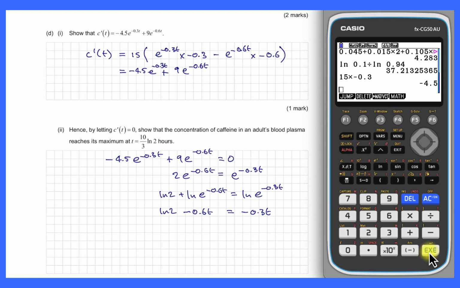I've just got to bring those t terms together, so I'm going to bring one to the other side and do a quick switch around. So I'll get 0.3t equals ln 2, and 0.3 is 3/10. If you invert and multiply, you get 10/3 ln 2, which is the exact value we were looking for. So that's looking good.